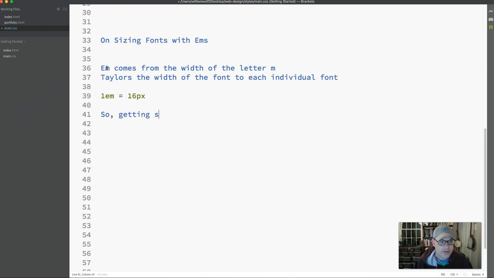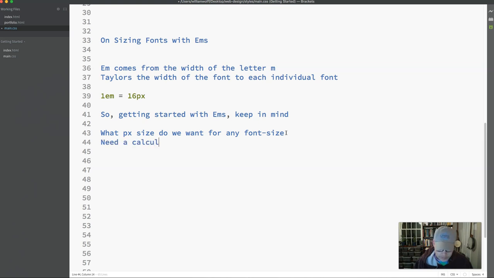So getting started with EMs, we have to keep a couple things in mind. We always have to keep in mind the following: what pixel size do we want for any font size? For our paragraphs, for our H1s, H2s, H3s, lists, list items, what pixel size do we want for any given font size? We always need to have the pixel size in mind. We're also going to need a calculator, unless you are capable of doing division on the fly that will result in decimal points. I am not. You will need a calculator. I use my phone.